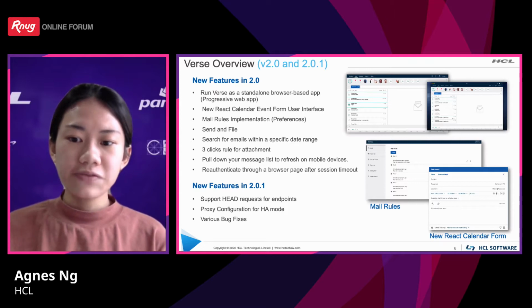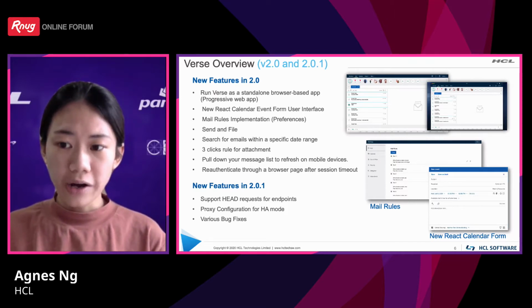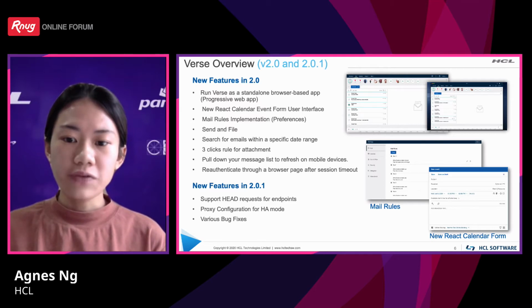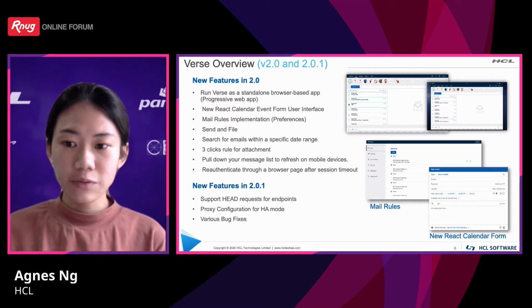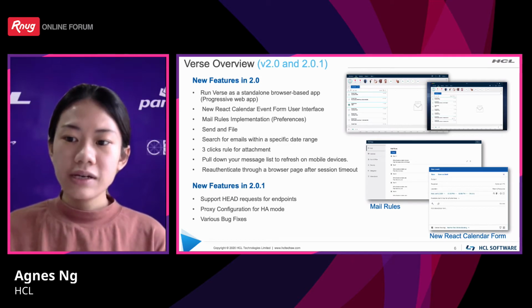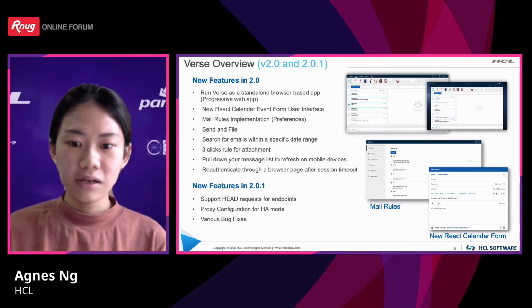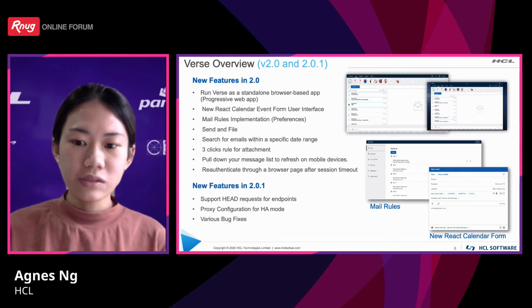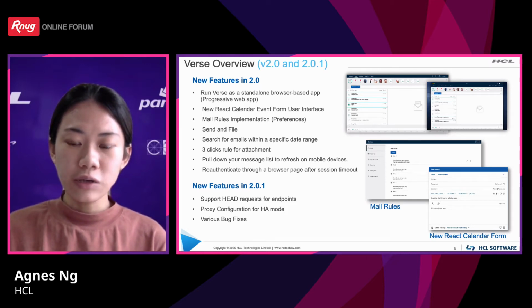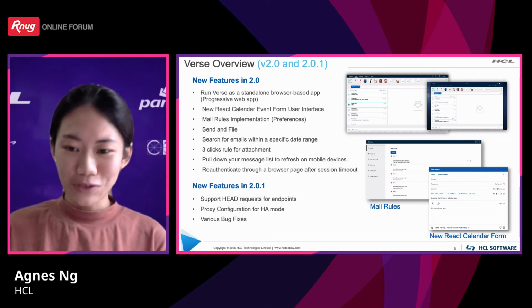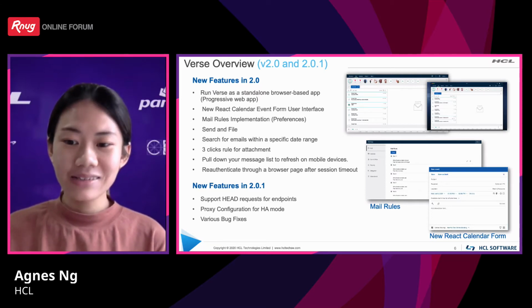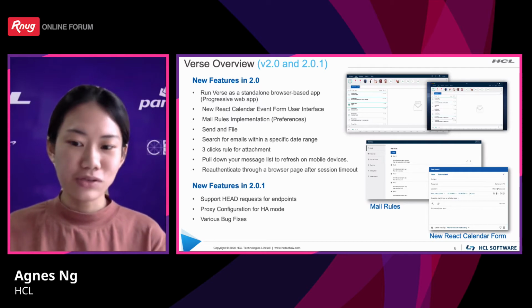In our latest feature release, Verse 2.0, we offered a number of new features, such as the new calendar React form, mail rules, send and file support, and of course, the ability to run Verse as an installed app with PWA technology. And earlier this week, we released a new minor version, 2.0.1. We did it during RNUG, therefore you are the first ones we talk publicly about this release to.